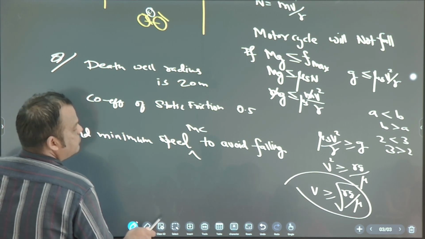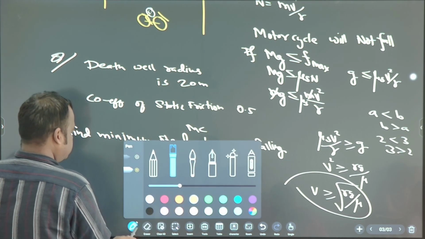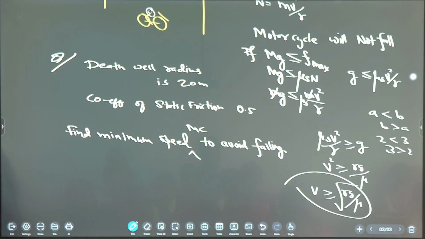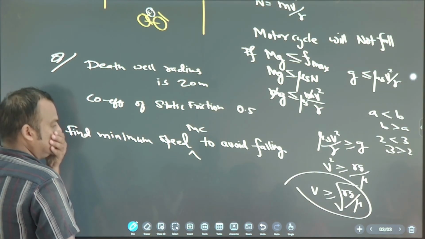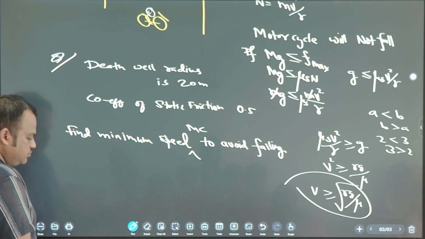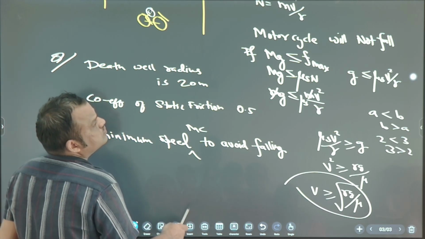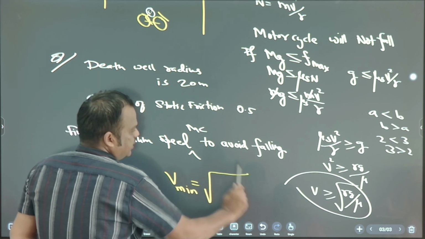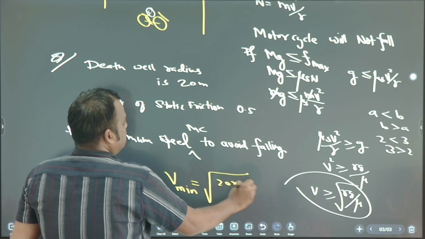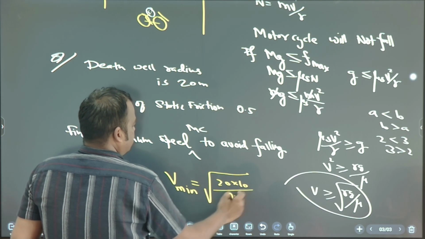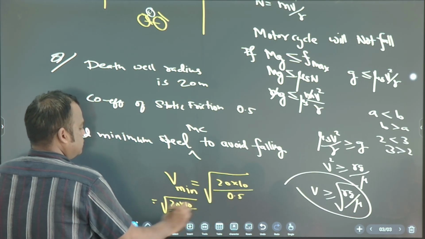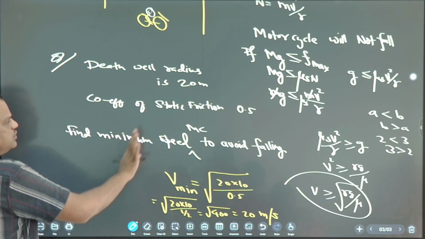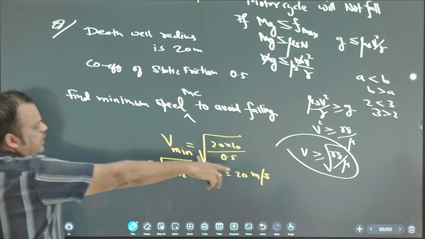So calculate, using this formula. What is the answer? Minimum speed is equal to square root of rg by mu, so 20 into 10 by mu. Now mu is 0.5, which means 1 by 2. So square root of 400, which is 20 meters per second. Okay, clear? Done. So this death well is finished. Keep revising this, and write this formula in your formula diary also.